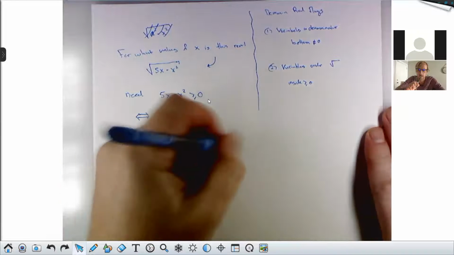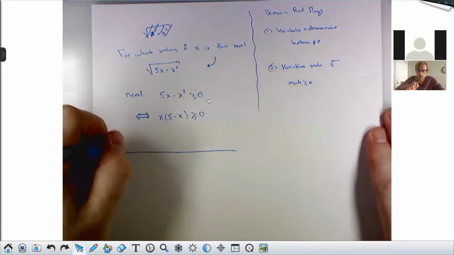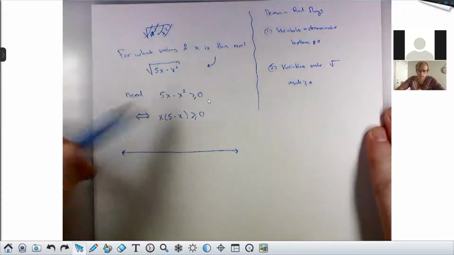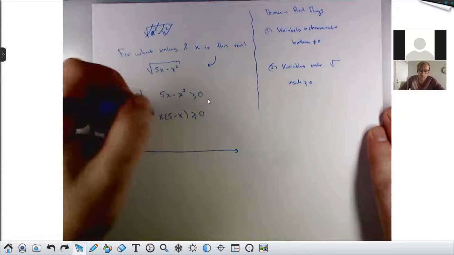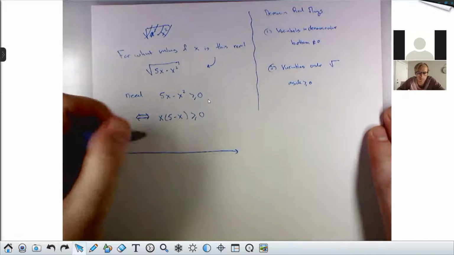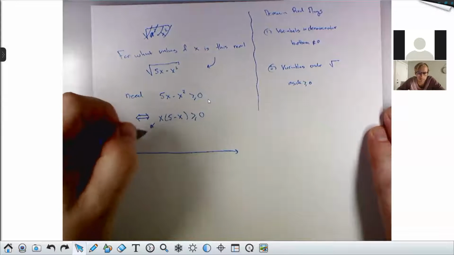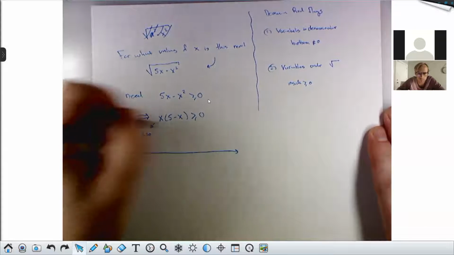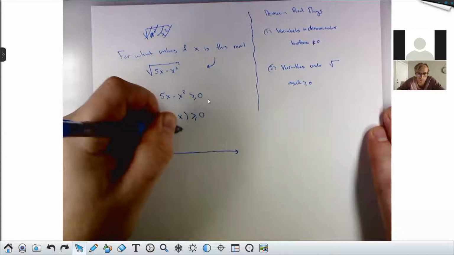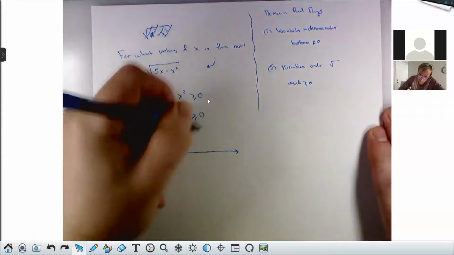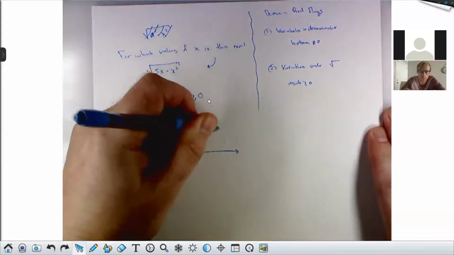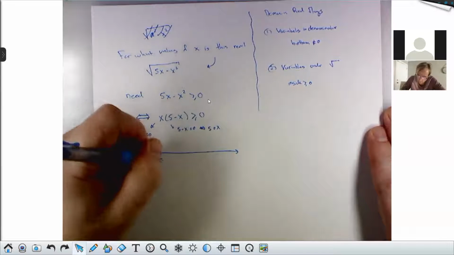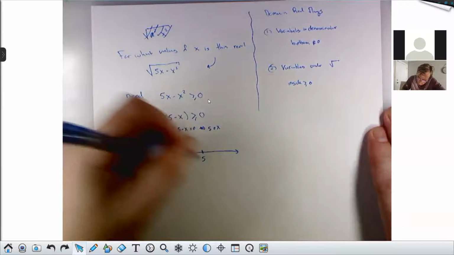So let me run through it from here with the numbers that I have. So sort of my next step here would be to take the numbers that make each of these factors 0 and plot them on a number line. So this factor is equal to 0 when x is equal to 0. This factor is equal to 0 when x is equal to 5. So I would plot 0 and 5 on my number line.